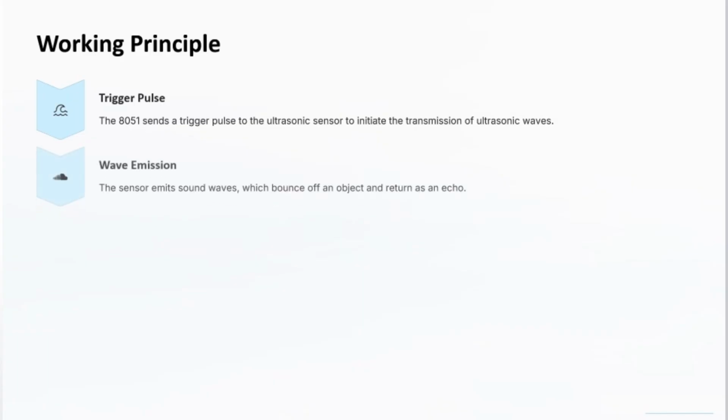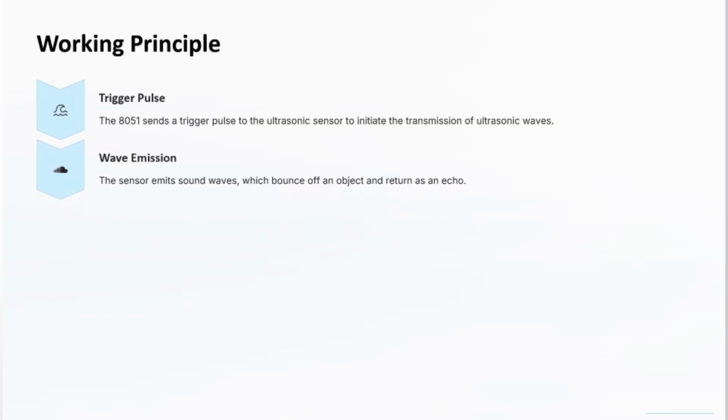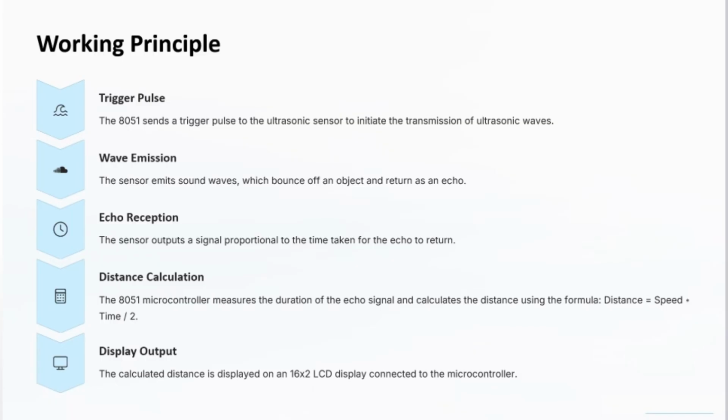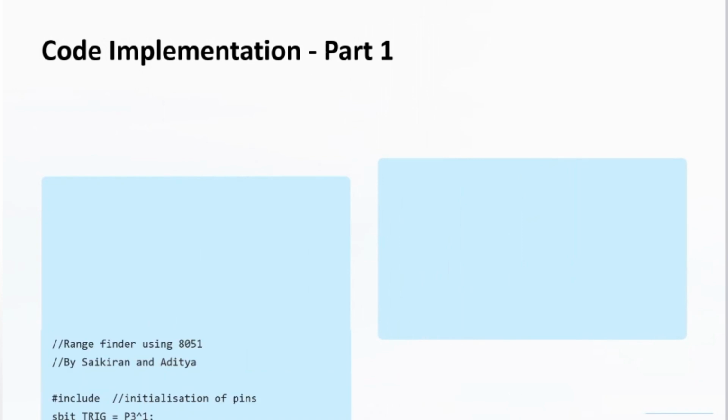sensor to initiate the transmission of ultrasonic waves. The sensor emits ultrasonic waves which bounce off an object and return as an echo. The sensor outputs a signal proportional to the time taken for the echo to return. The 8051 microcontroller measures the duration of the echo signal and calculates the distance using the given formula. The calculated distance is displayed on an LCD display connected to the microcontroller.